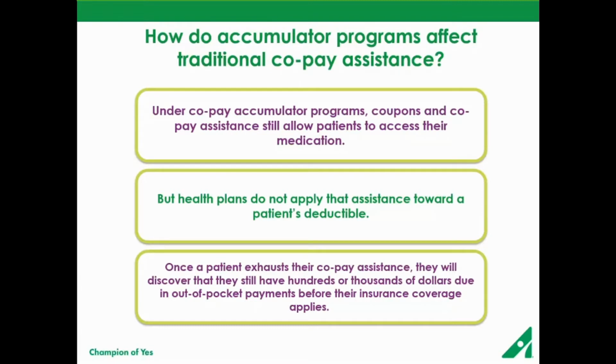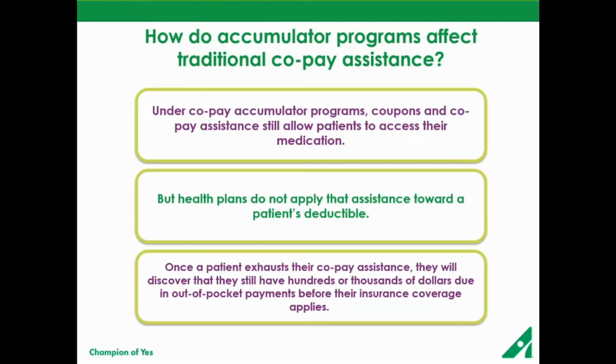So let's return back to accumulator programs and what this actually means. So really at its basic level, an accumulator adjustment program is a program that does not allow copay cards from your manufacturer to be used to help pay for your deductible or to count to your out-of-pocket cost maximum. So what this means is that once you have exhausted the limit of your copay card, you are then responsible for the full cost of your deductible.